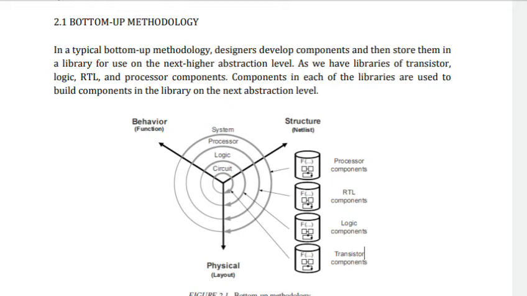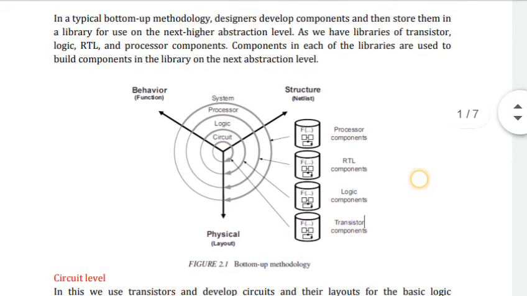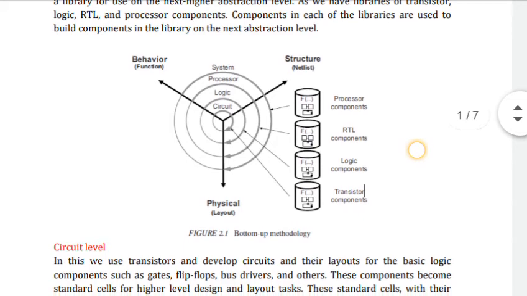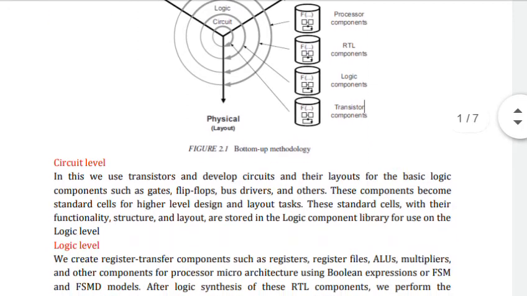So these are the various levels of designing. First circuit level designing, then logical level designing, then processor level designing, then the entire system. The components that are designed in the first circuit level are stored in this library, and these components are used in the next level design, that is the logical level design. And this continues on. The logical level components are used for the RTL design, and RTL components are used to design the processor components. First, the circuit level designing.